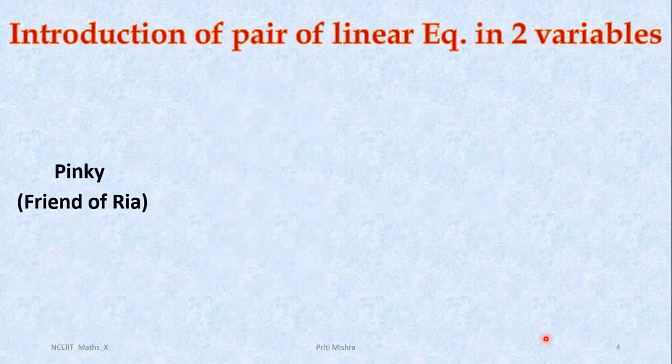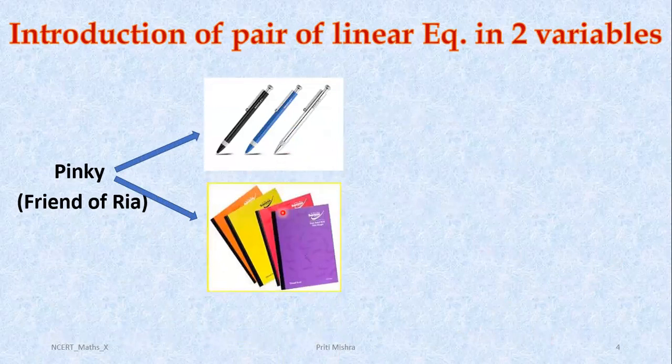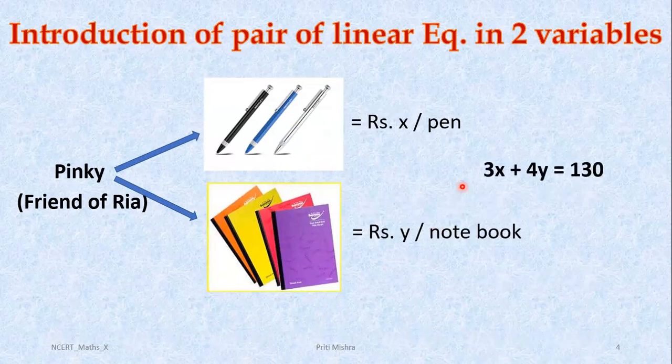Now, Pinky, friend of Ria, she also bought some items. She bought 3 pens and 4 notebooks. Then on the basis of cost of each pen, which was again X rupees, and cost of each notebook was Y rupees, shopkeeper calculated the total amount by 3x plus 4y, and he calculated it 130 rupees. He asked for 130 rupees to Pinky. Pinky paid the total amount again without asking individual cost of both the items.